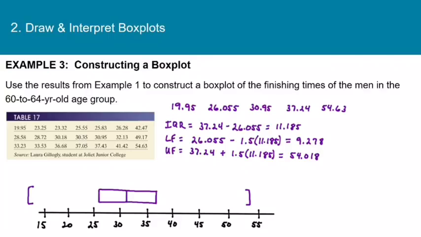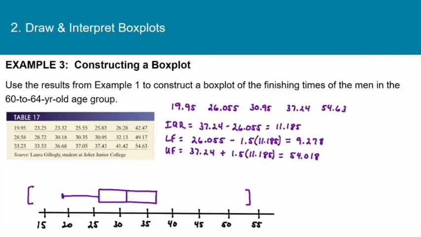Let's go ahead and draw our whiskers. So I know that the left whisker goes from Q1 down to the smallest value that's still inside the fence. Well, the smallest data value in the whole set is 19.95, and that definitely is inside the fence. So let's draw a whisker about down to here.